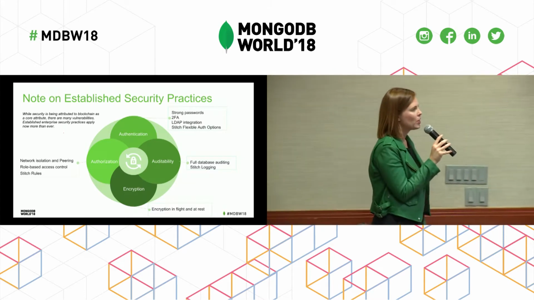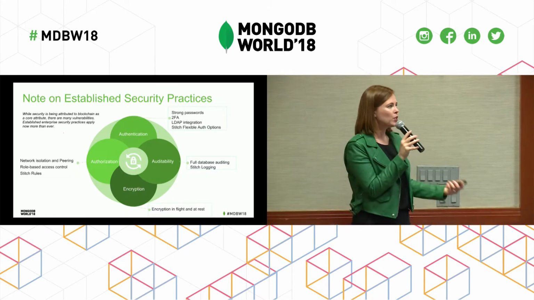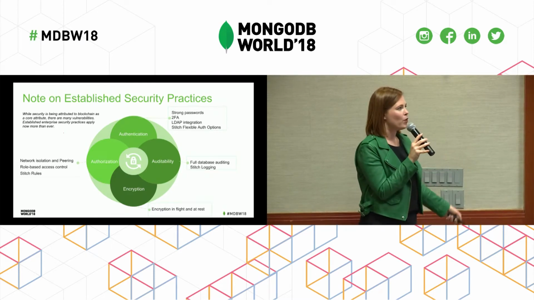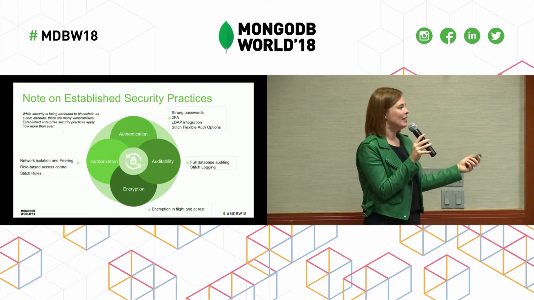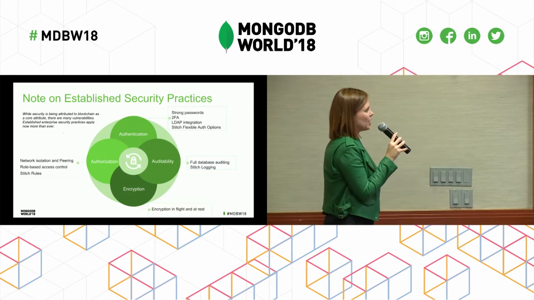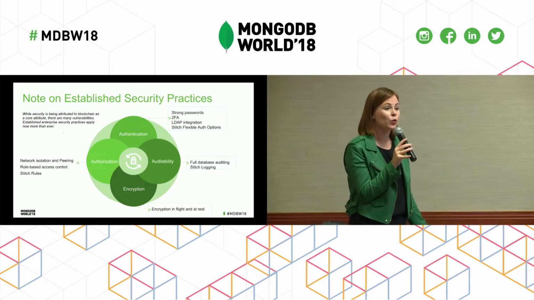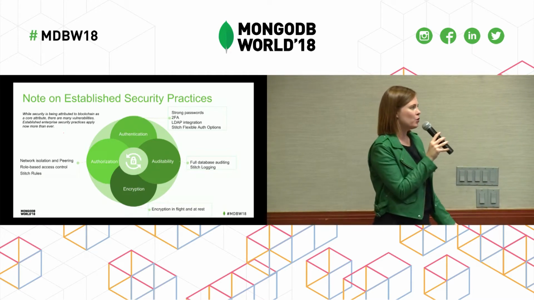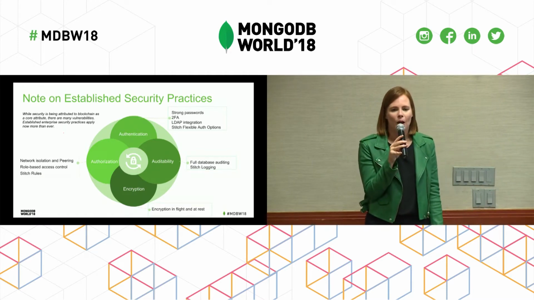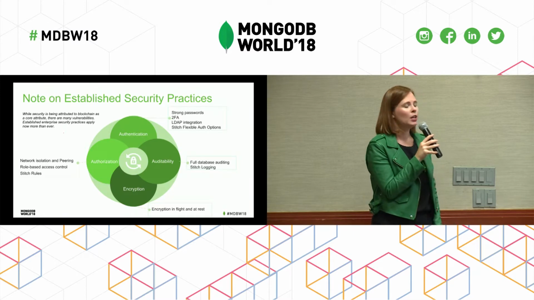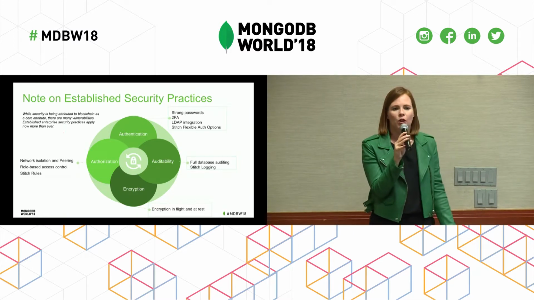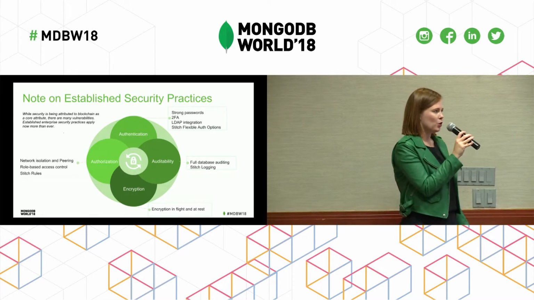The fact that there's full database auditing and Stitch logging allowed us to actually have the auditability piece of the 4 areas of security. You could have encryption, and in reality you probably would. And if you are building other applications or interacting with the blockchain, you probably want things like VPC peering, network isolation. You most certainly will want Stitch rules, right?